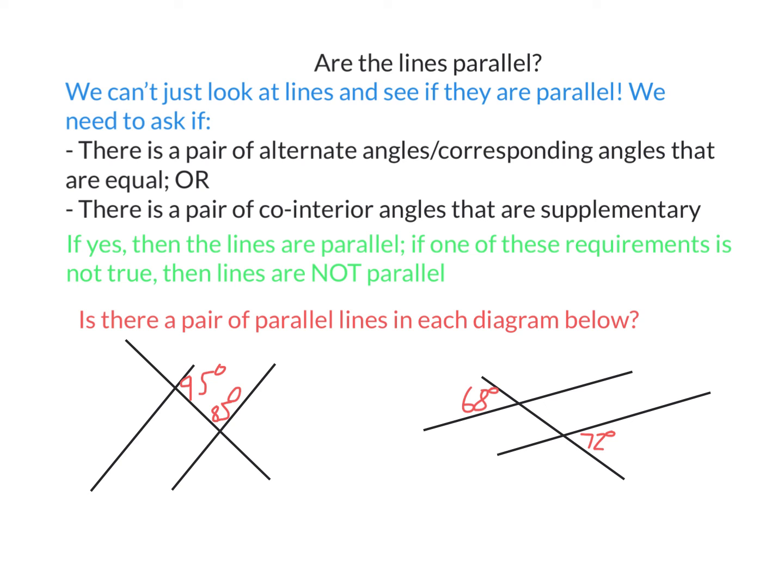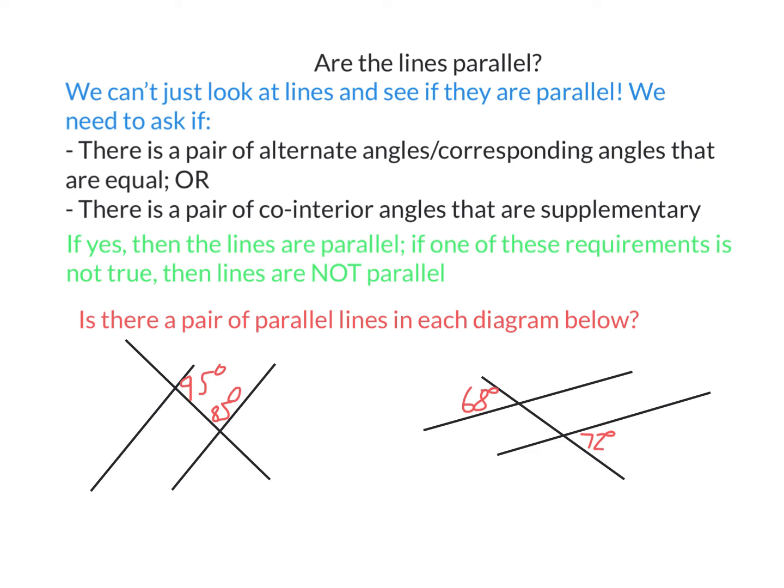So, if you conclude lines are parallel, you need to use one of the following reasons. You need to find a pair of alternate angles that are equal, a pair of corresponding angles that are equal, or a pair of co-interior angles that add to 180. If you want to conclude that two lines are not parallel, you need to find two alternate angles that are not equal, two corresponding angles that are not equal, or two co-interior angles that do not add to 180. So these are the kind of questions you'll get.